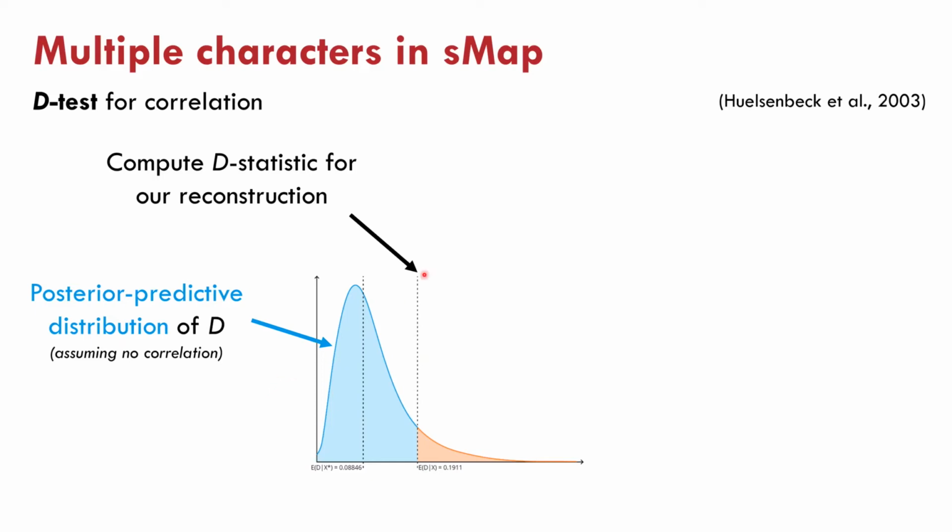However, if our value of D is different, then it might mean that it's not. So it's different, it's more extreme. It might be it's actually from a different distribution. And we can measure this by computing the posterior predictive p-value, which is essentially the area under this orange curve here. So as you can see, the farther to the right the D statistic for our reconstruction is, the lower is going to be the posterior predictive p-value, and the more significant the correlation.